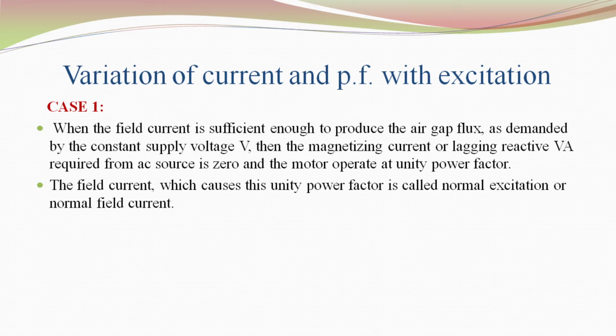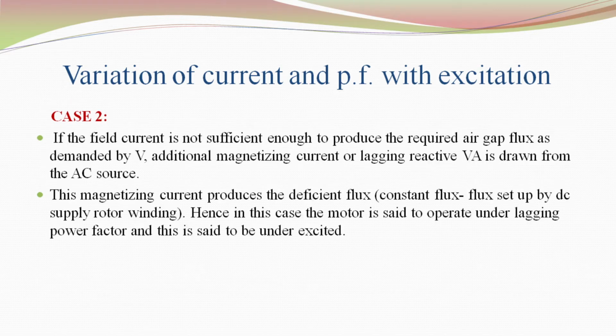The field current which causes this unity power factor is called normal excitation or normal field current. What is the meaning of excitation? We are applying some current or some voltage to the winding, and that is called excitation. So the field current which causes unity power factor is called normal excitation or normal field current. Case 2: if the field current is not sufficient to produce the required air gap flux as demanded by voltage V, additional magnetizing current or lagging reactive voltampere is drawn from the AC source.